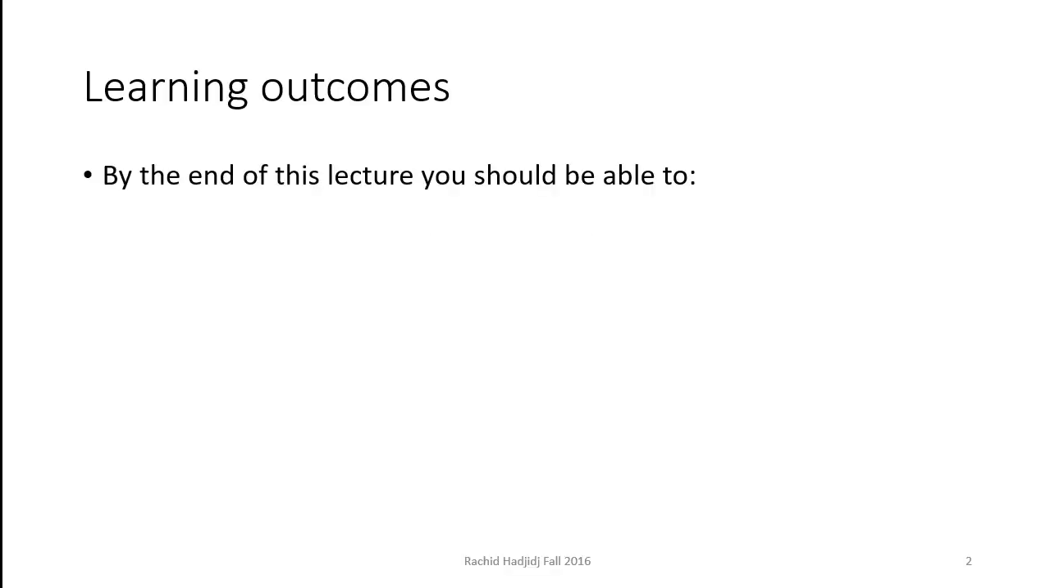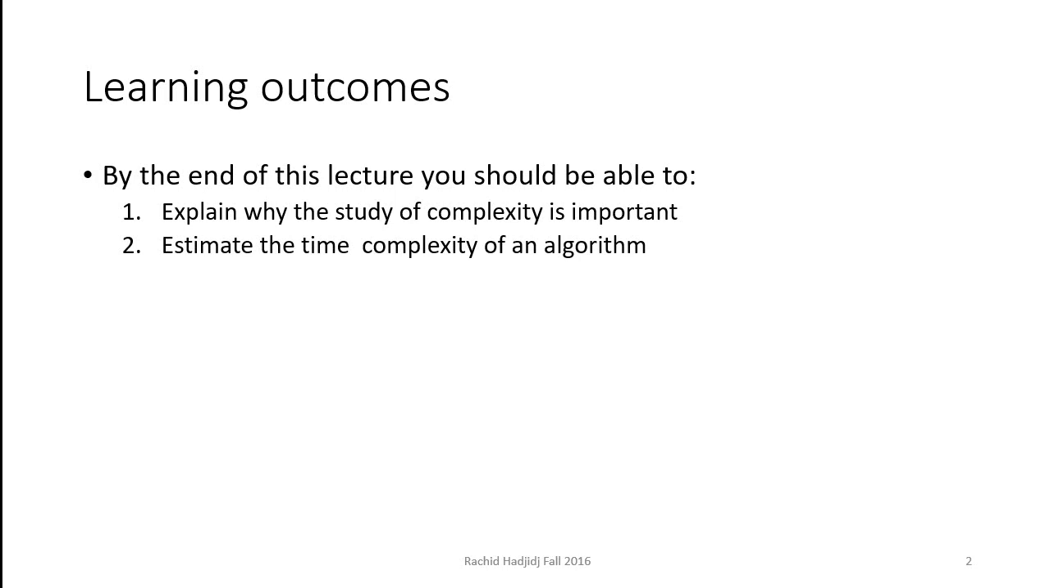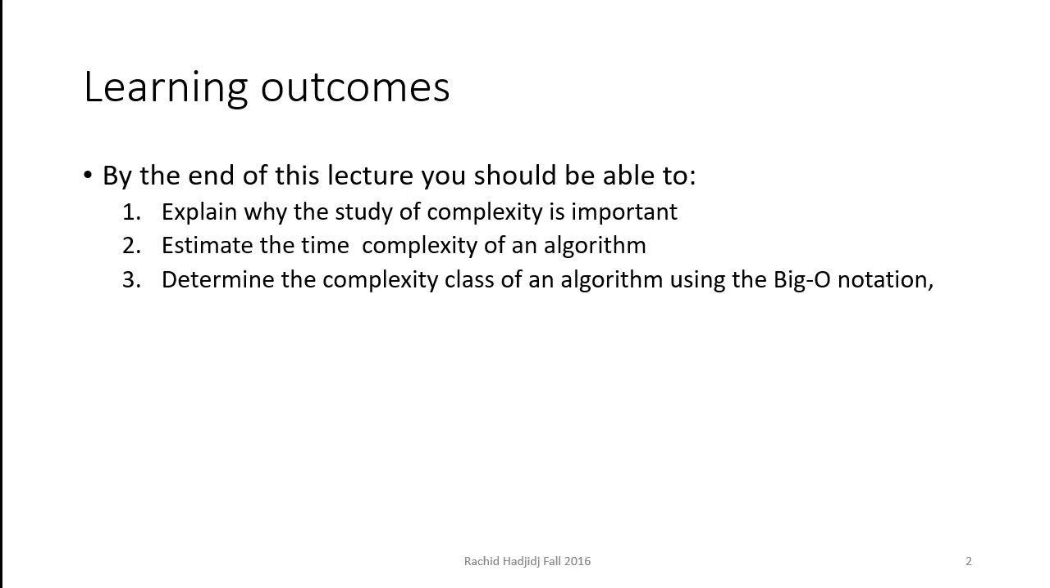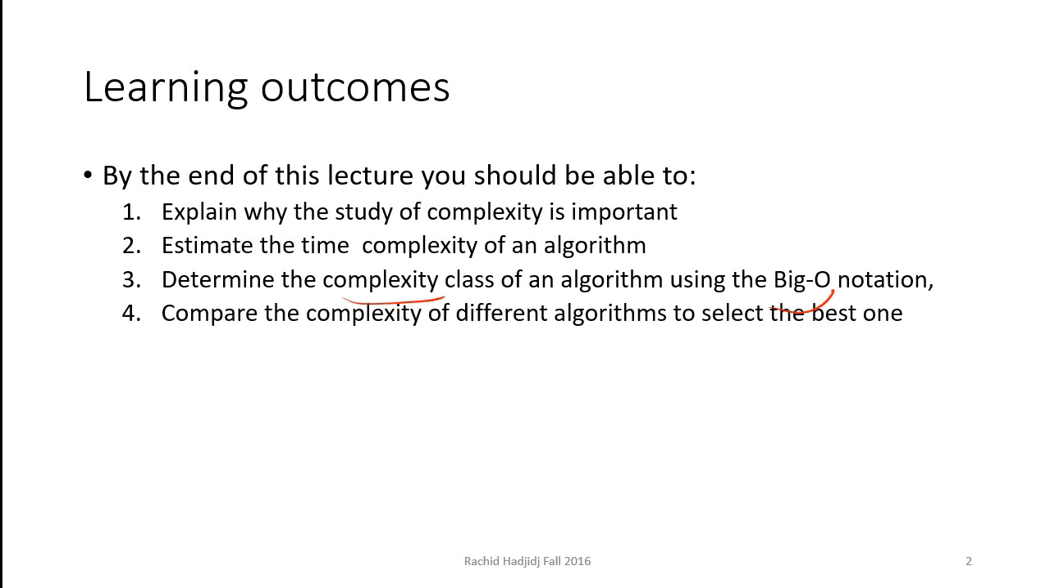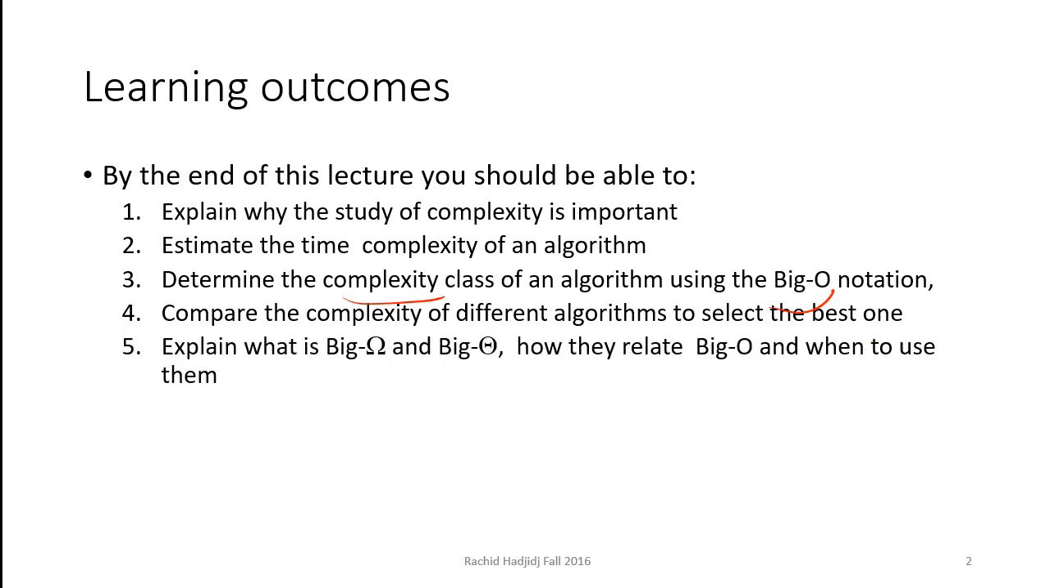The learning outcomes for this lecture are as follows. By the end of the lecture, you should be able to explain why the study of complexity is important. You should also be able to estimate the time complexity of your algorithms. You should also be able to determine the complexity class of an algorithm using the big O notation. And also, given a problem, you should be able to compare the complexity of different algorithms for this problem to select ultimately the best one. And by the end, you should be able to explain what is big omega notation, what is the big theta notation, and how they are related to the big O notation, and when to use each one of them.